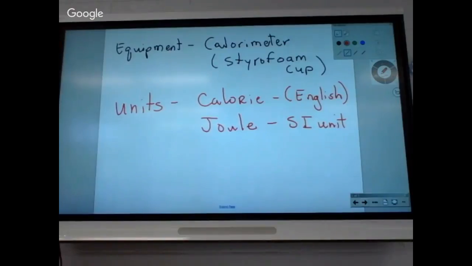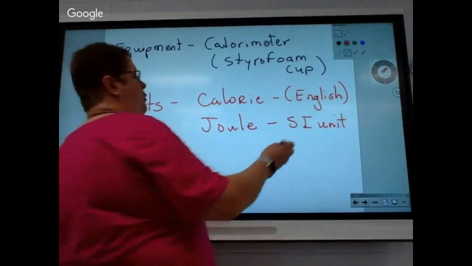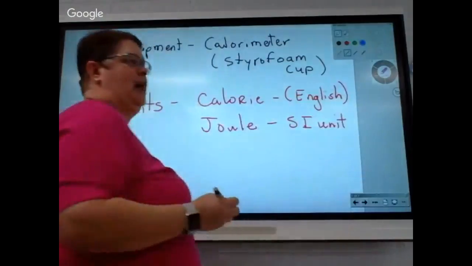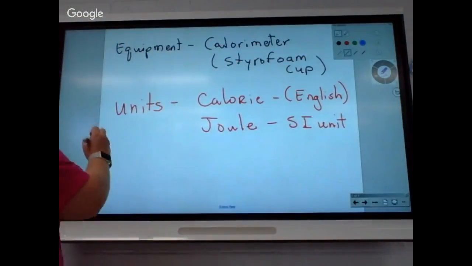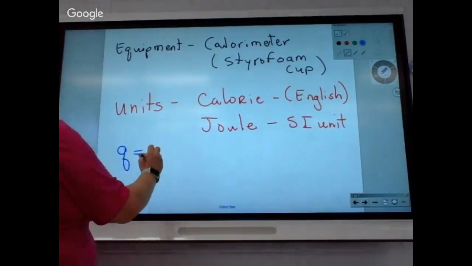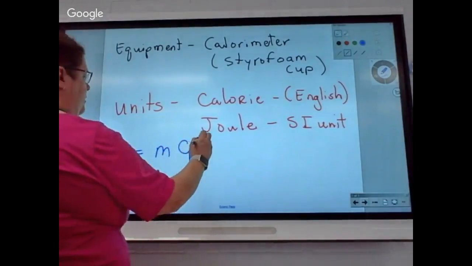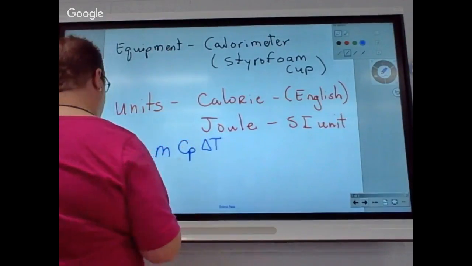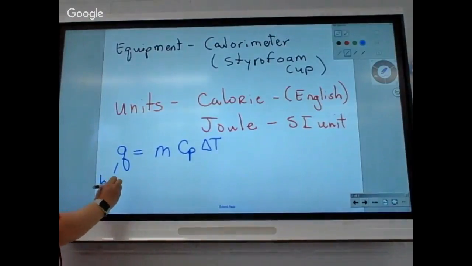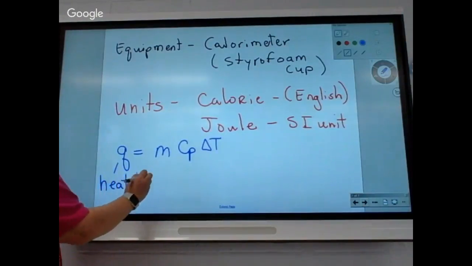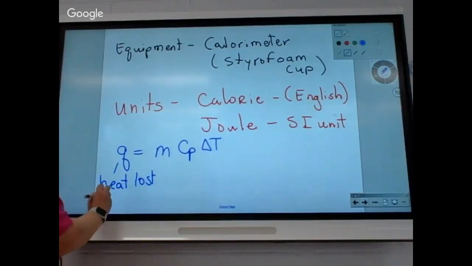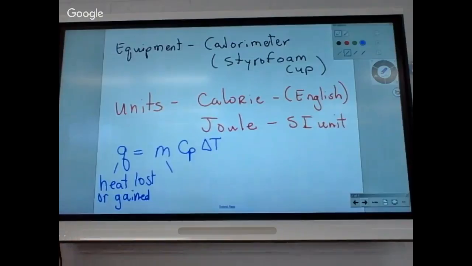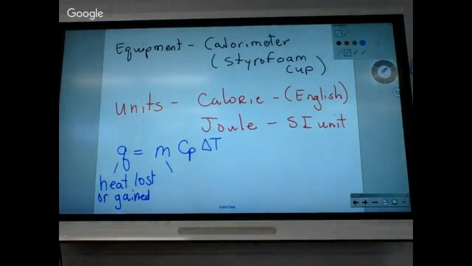All right? Now, the formula that we're going to use is given on your reference table, so you don't have to memorize it. It's Q equals mCp delta T. Q is heat lost or gained. It can go either way. It can be lost or it can be gained. M, everybody knows M. What's M stand for? Mass.